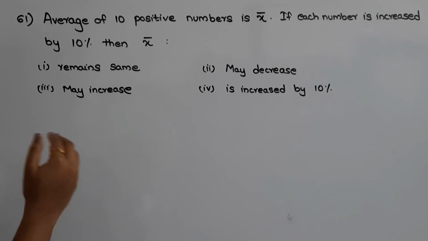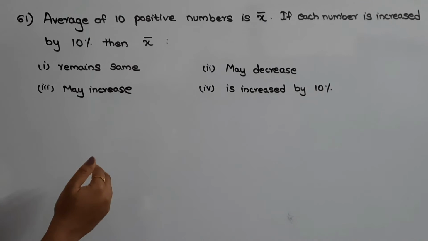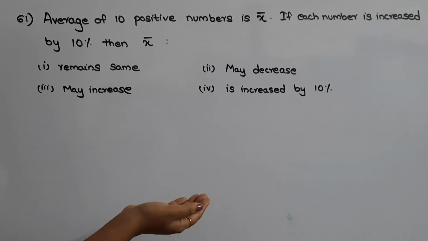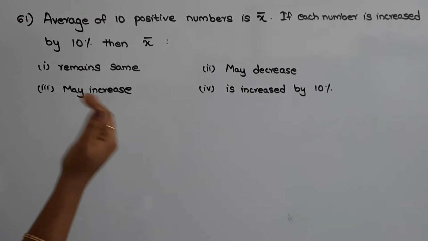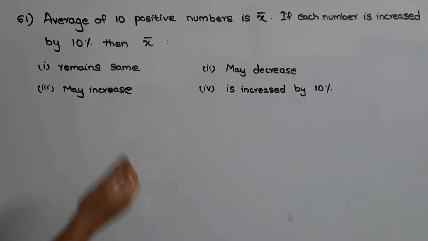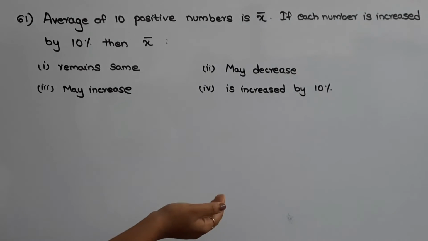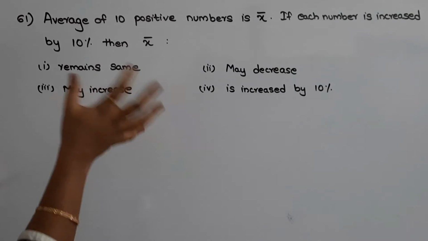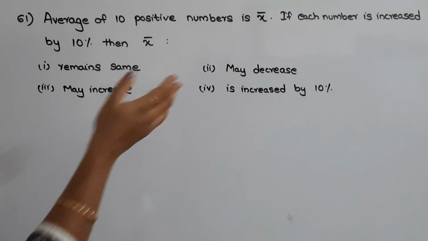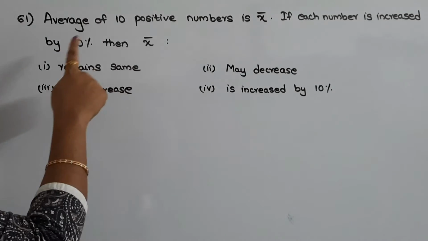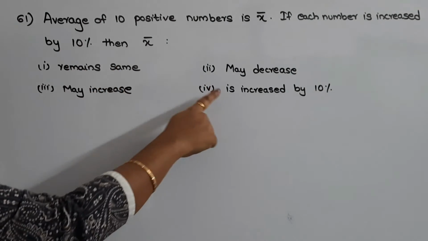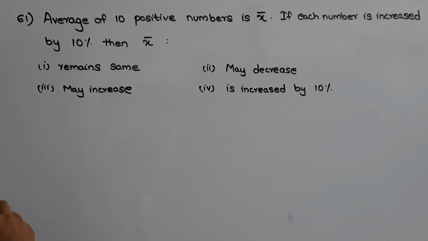That is, if the average of some numbers is given and each number is increased by some value, then the average will also be increased by that value. If each number is decreased by some value, then the average will also be decreased by that value. If each number is multiplied by a value, then in order to get the new average, the old average must be multiplied by that value. So in this question, each number is increased by 10%, then the average will also be increased by 10%. So the fourth option is the answer.